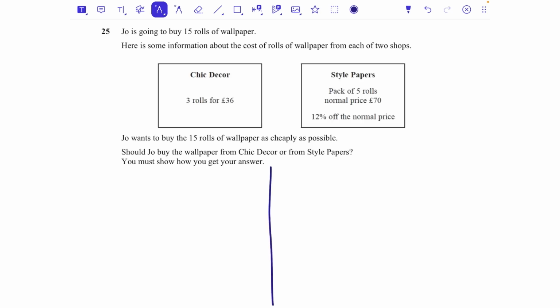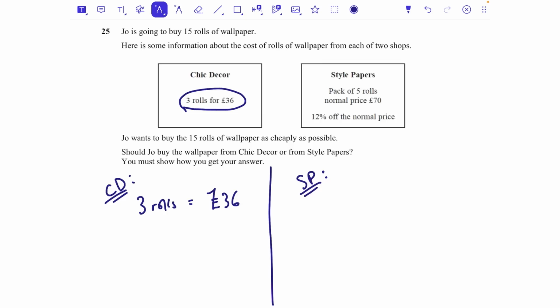So for these questions, I like to split them up. Chic Decor there, Style Papers there. And for Chic Decor, 3 rolls costs us £36. So 3 rolls equals £36, but we want 15 rolls. And so if we're timesing that by 5, we also need to times the cost by 5, and 36 times 5 is £180. So that's it for Chic Decor.